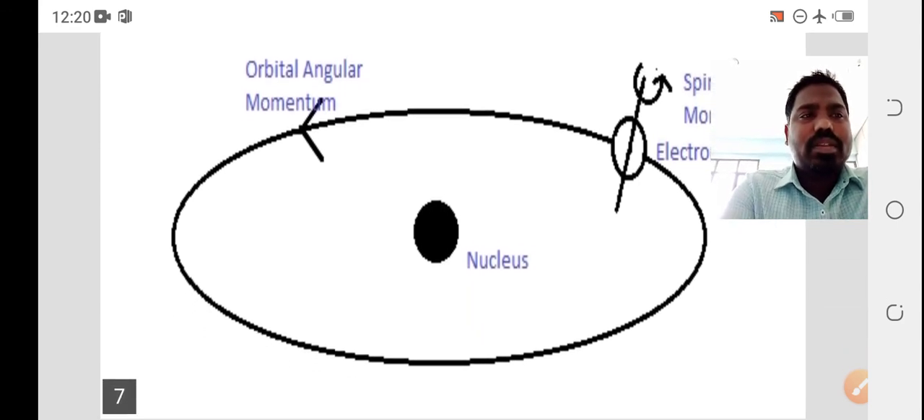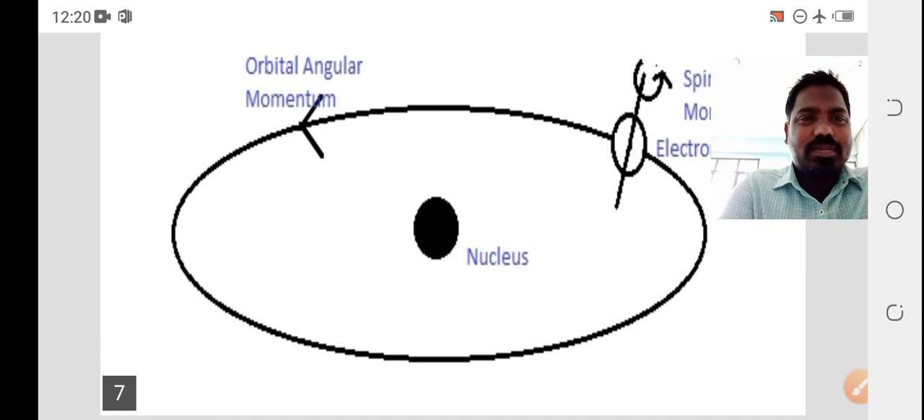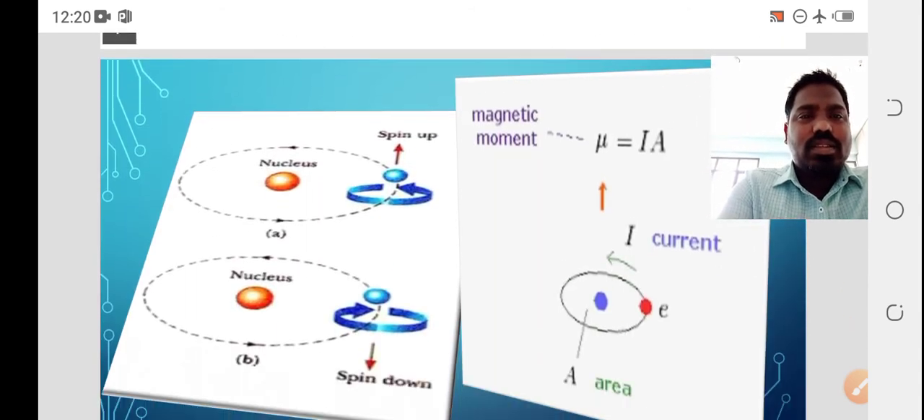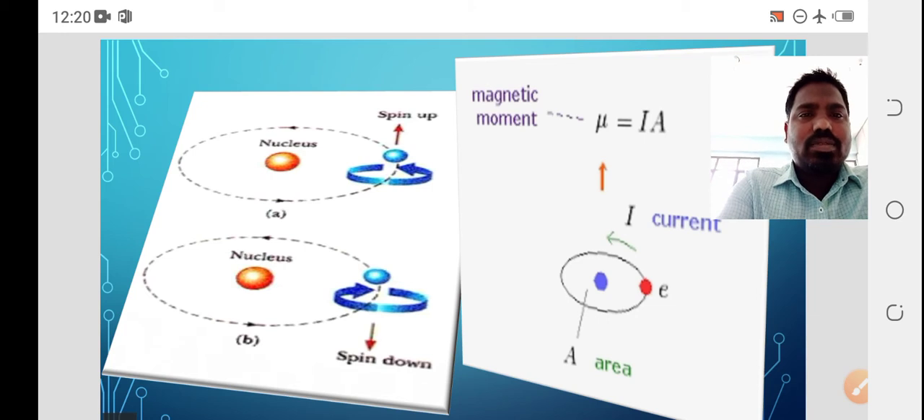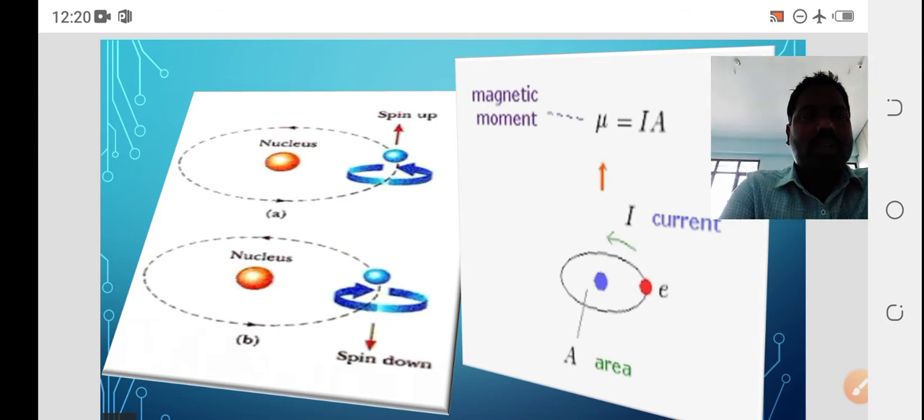The central or middle one is considered the nucleus. So here is the diagram. The orange one is known as the nucleus, which is present at the center of an atom. Around this nucleus the electron is revolving. The blue one is the electron. The electron has two types of orientations, so one is said to be spin up and the other spin down. These orientations of the electron generate a magnetic moment.